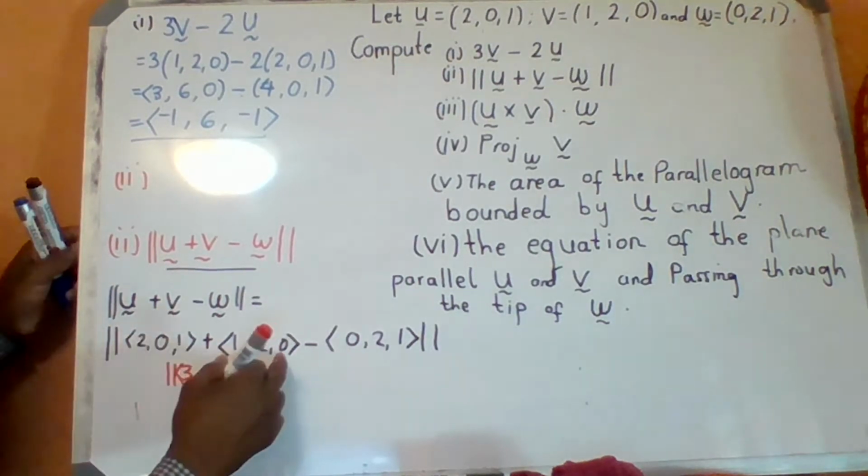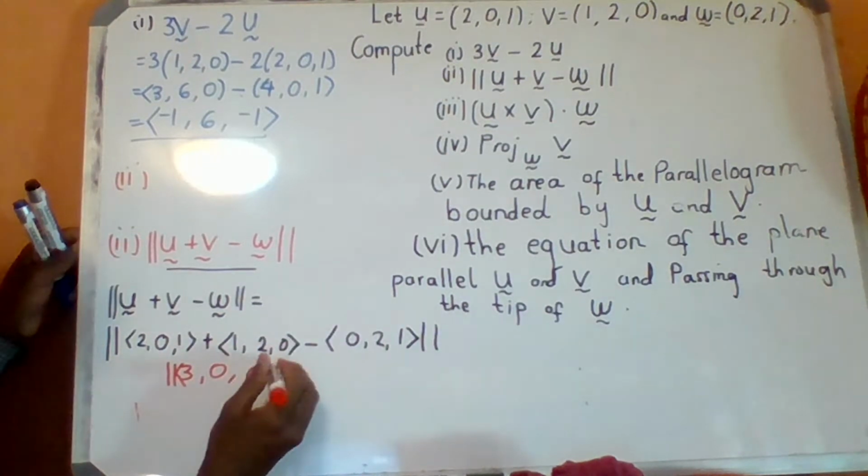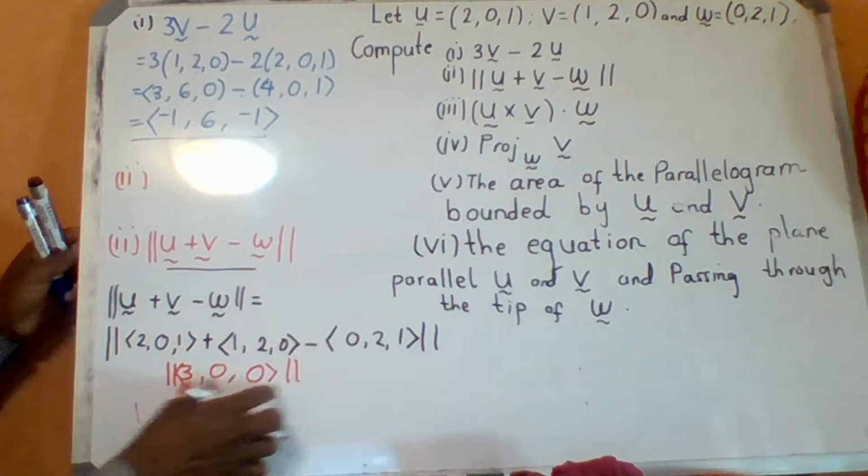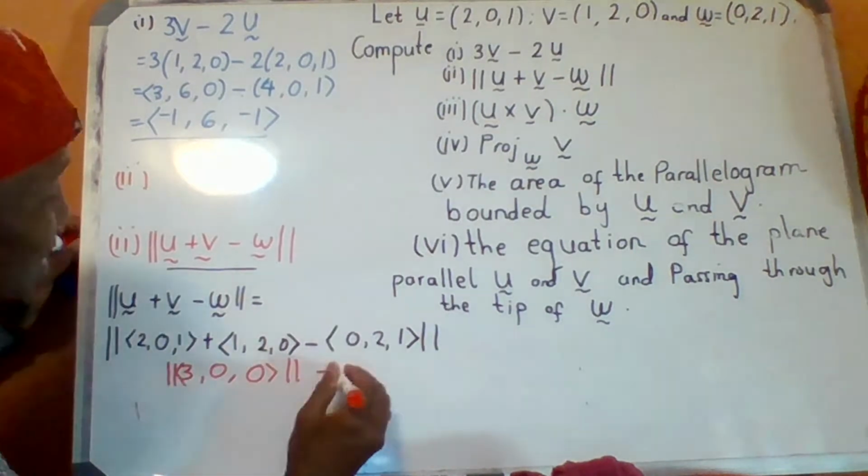Now we go for the next one. 1 plus 0 is 1. Minus 1 equal to 0. So now we have this vector, but we have to find its magnitude.